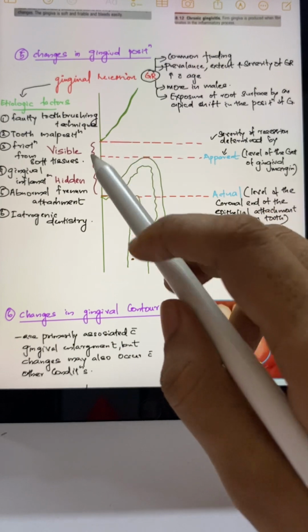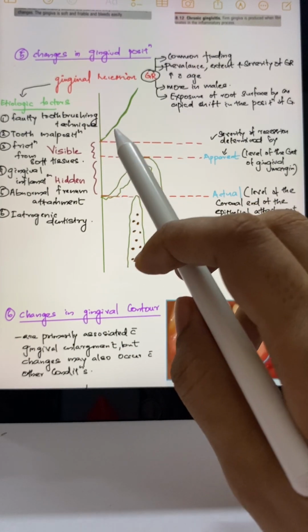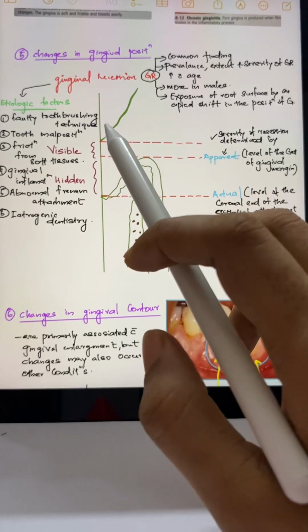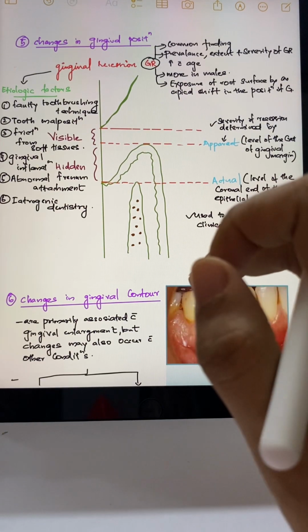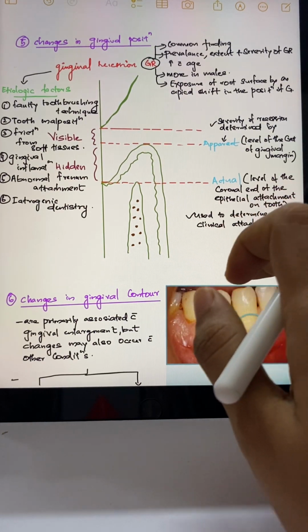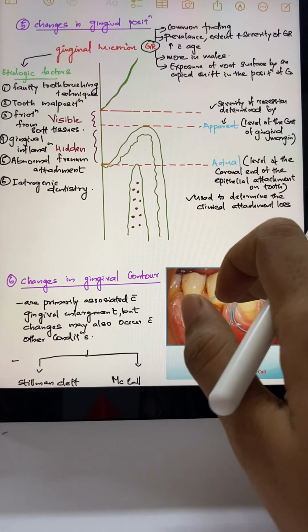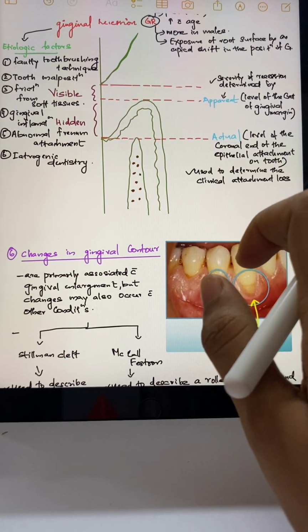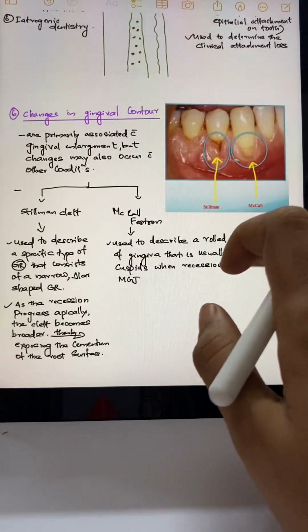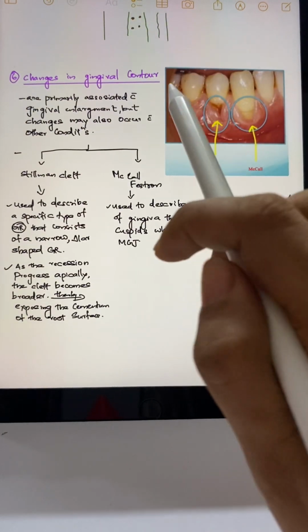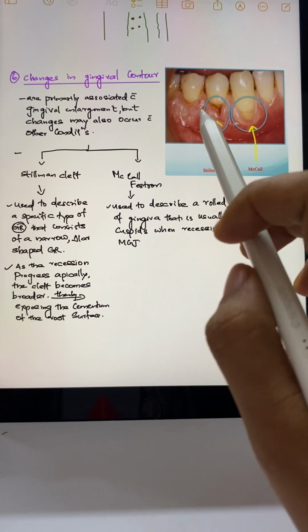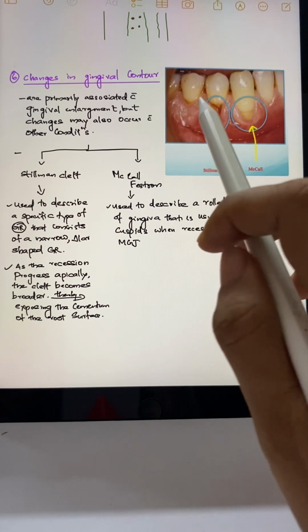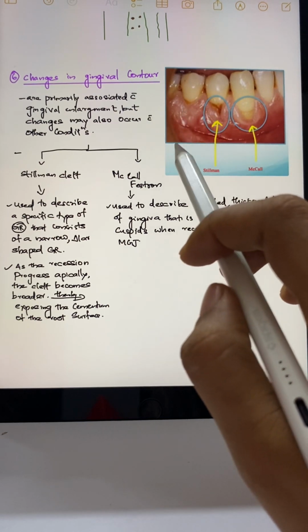So what are the etiological factors for gingival recession? Mainly faulty toothbrushing technique, tooth malposition, friction from the soft tissues, gingival inflammation, abnormal frenal attachment and iatrogenic dentistry. Now we will discuss changes in gingival contour. These are primarily associated with gingival enlargement.